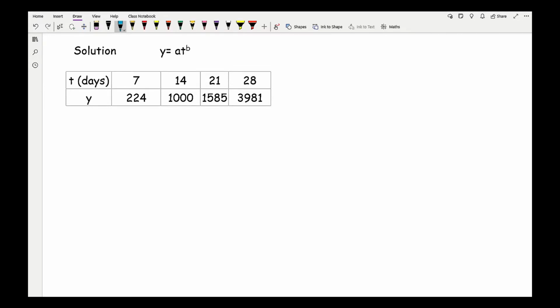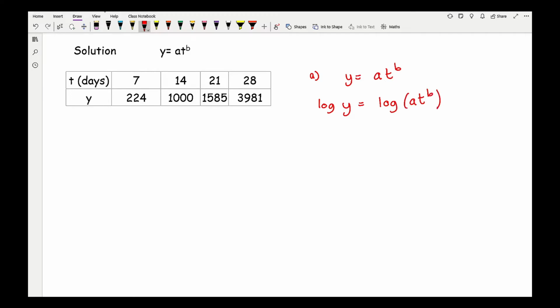Now, typically this is the equation that you're given. So here for part A, I've got y equals a t to the b. The first thing I'm going to do is take the log of both sides. So I've got log of y equals log, and again I'm going to put that equation into brackets, and there we go.